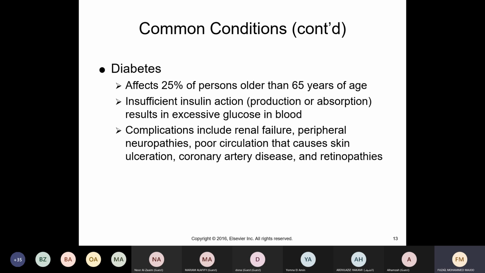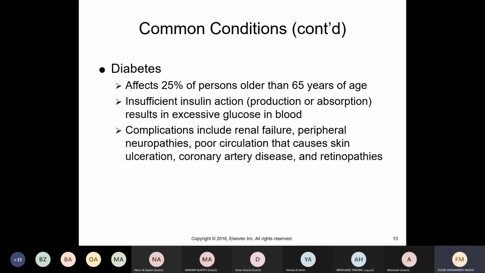The other thing that you see a lot in the older population is diabetes. Primarily, we're looking at a lot of patients with type 2 diabetes. It affects about 25% of people over the age of 65. What ends up happening? Their body is not able to utilize insulin efficiently. It could be insufficient production or insufficient absorption. There's type 1 and type 2, but we're just talking about diabetes in general.